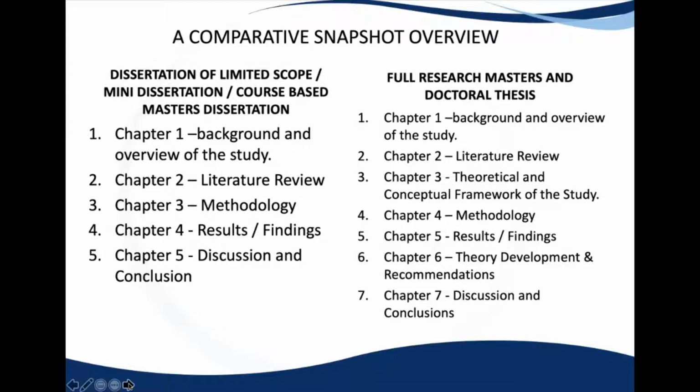So I will speak you through each of those 7 chapters, but I'm speaking you through them at a doctoral level, so you can get an appreciation of what these 7 chapters look like for a student who is doing a doctorate. The first chapter is the background and overview to the study. Chapter 2 is a literature review. Chapter 3 is the theoretical and conceptual framing of your study. Chapter 4 is the methodology section. Chapter 5 is where you present your results, your findings, and the things you discovered.